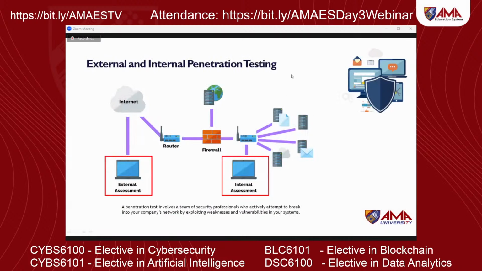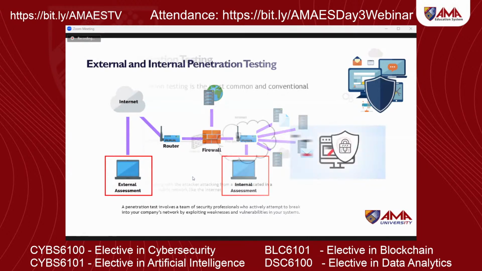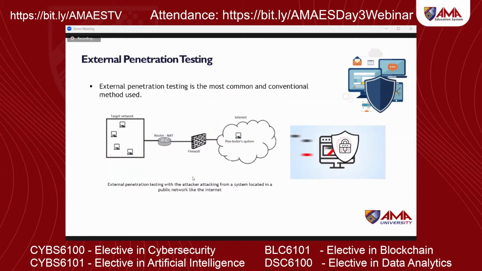So meron tayong tinatawag na external and internal penetration testing. So dito, as you can see, sa external assessments, outside, so it is now connected to the internet. And then internal assessments are the connections itself, yung mga network devices. So sa penetration test, they will actively attempt to break into your computer network. So they will exploit weaknesses and vulnerabilities in the systems. So emphasize natin yung external penetration testing.